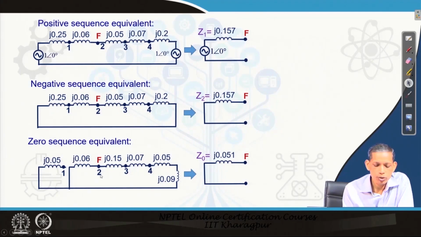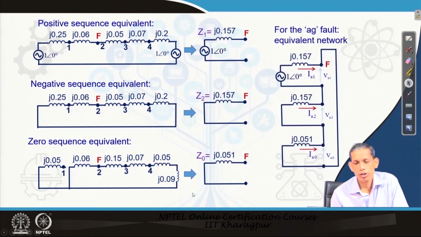Now, going to the zero sequence component, again from the fault point if you see, 0.06 in parallel with 0.15 plus 0.05 plus 0.05 and the 0.09. So, that gives us a reactance of 0.051 for this one. So, we got the equivalent circuit for the positive sequence, negative sequence and zero sequence.